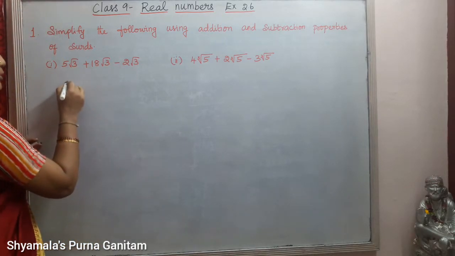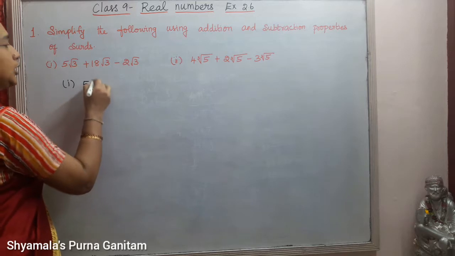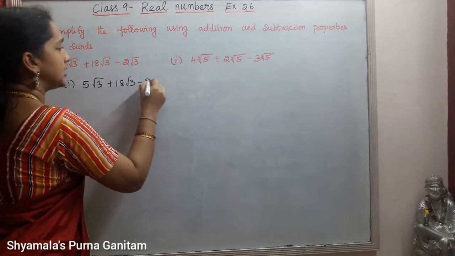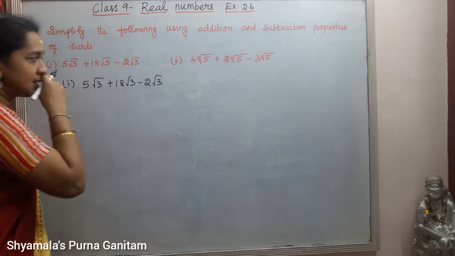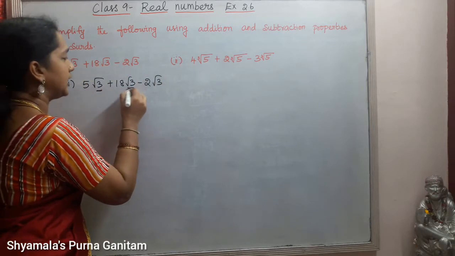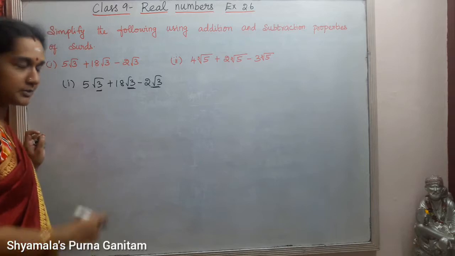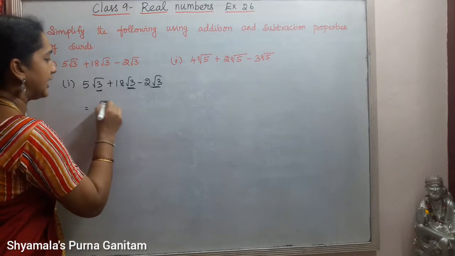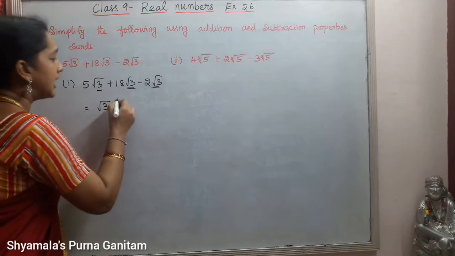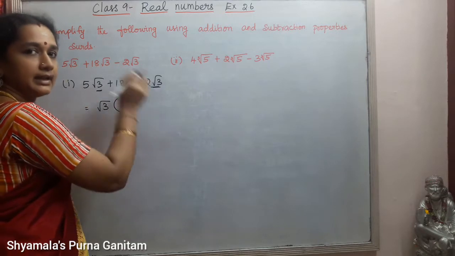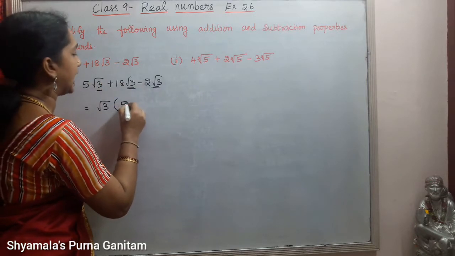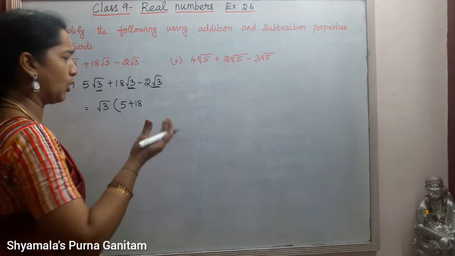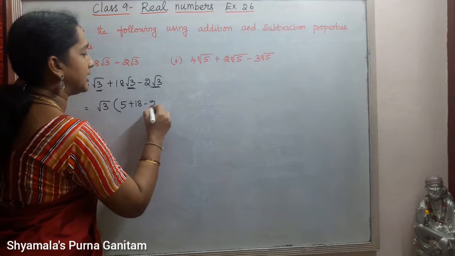So the first one is given as 5 root 3 plus 18 root 3 minus 2 root 3. Since we have root 3 in all three terms, we can take that root 3 as common, and the remaining terms we can add, subtract or simplify.